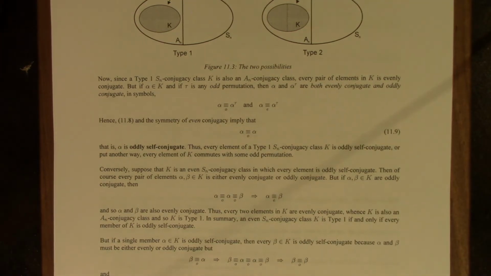Now we would like to find a way to distinguish, given an even S_N conjugacy class, can we tell which one it is, type 1 or type 2? And the answer is actually going to be quite nice when we get to it.